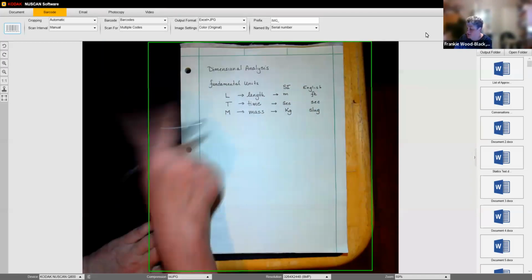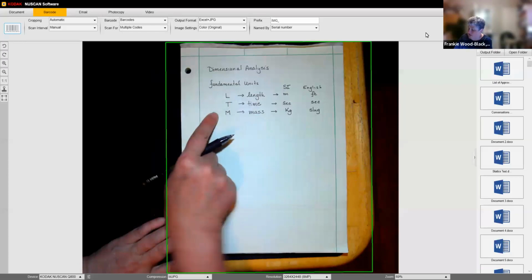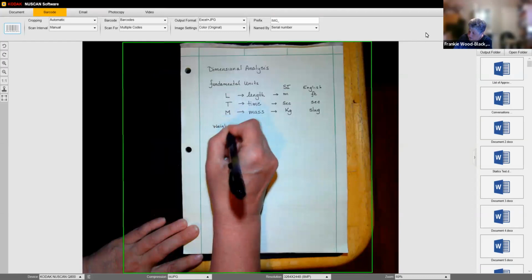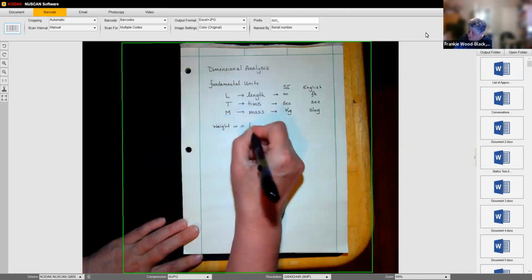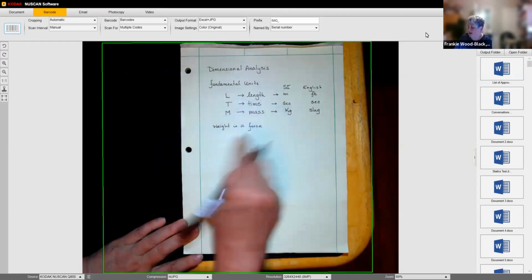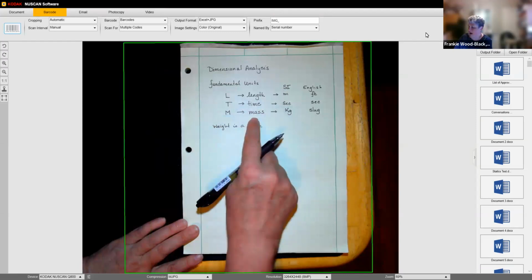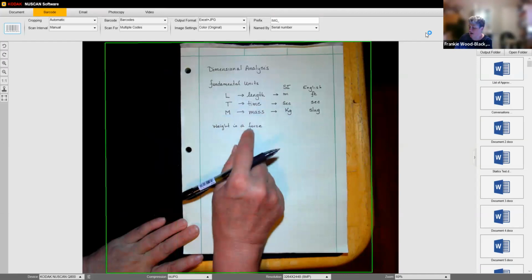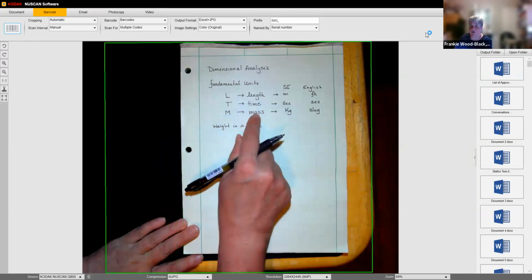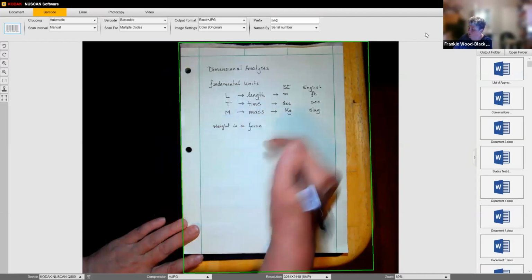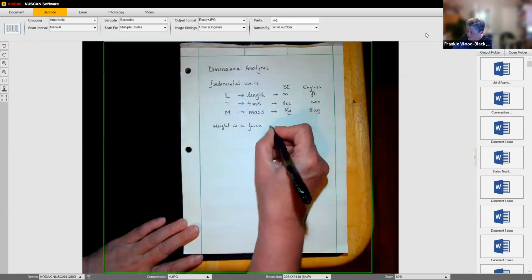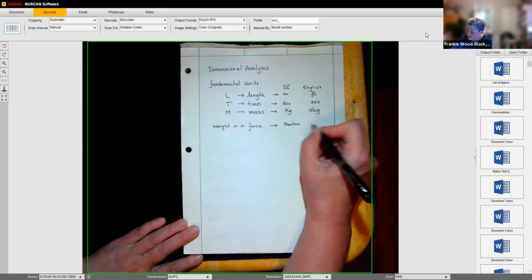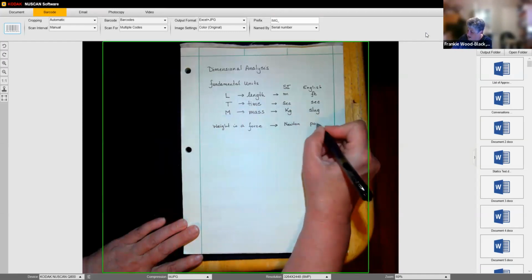And this is because these are fundamental units. Weight is a force. Weight and mass are not the same thing. We have a force acting on a mass, which gives us weight. And when we do that in SI units, this is going to give us something called a Newton. And in English units, this is a pound.